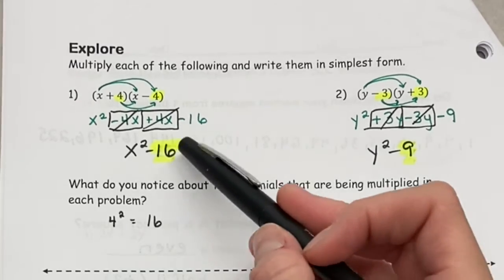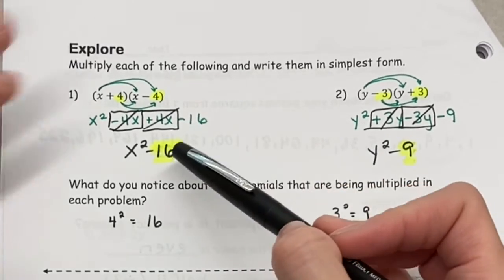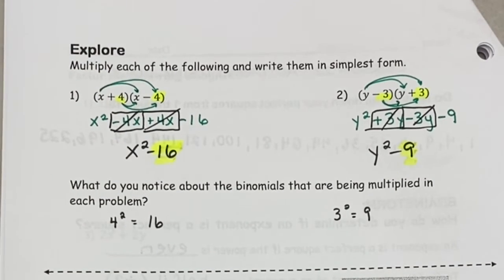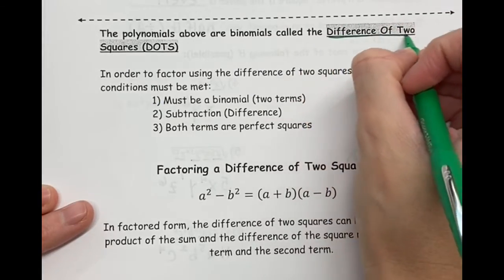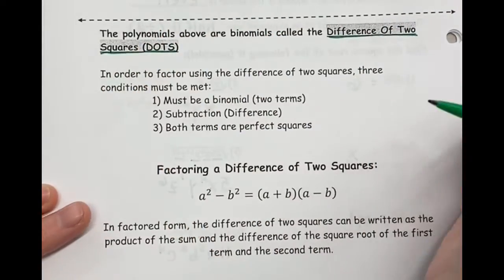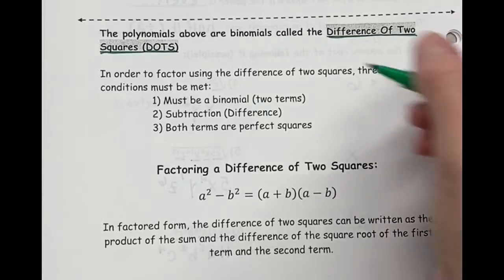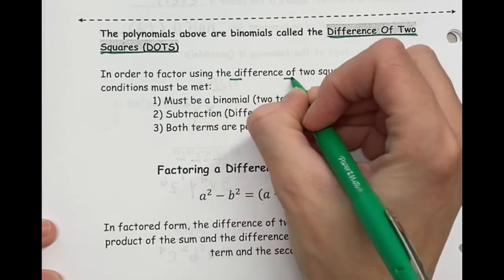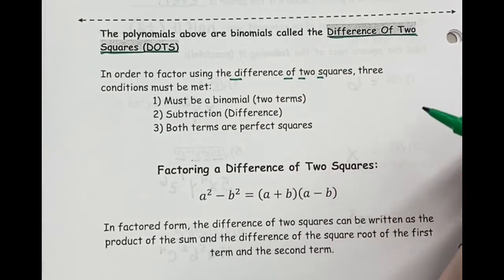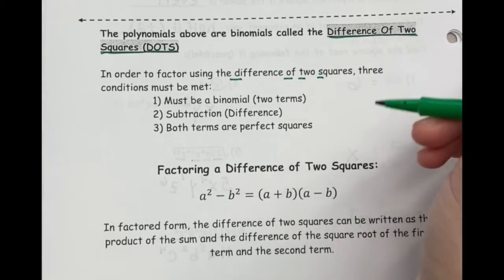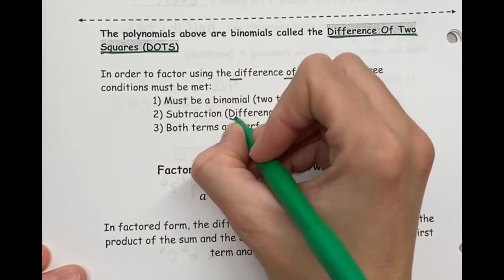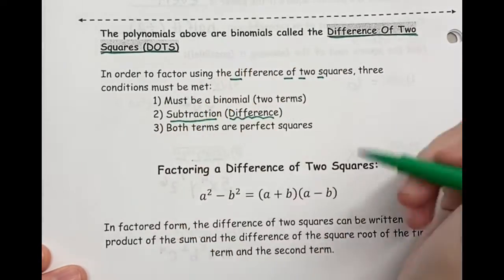So this might help me work backwards to factor, because remember, factoring is undoing that multiplication. And this does bring us to what we call our method of DOTS, which is the difference of two squares. There's a reason that we call it the difference of two squares. DOTS actually stands for things. Difference tells us that we need subtraction when we're doing DOTS.